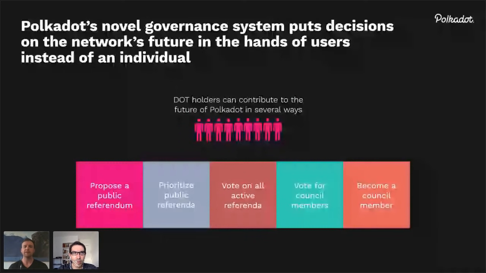So Polkadot's governance system allows DOT holders to take part in the network in many ways. I mentioned these already, but they include proposing public referenda, or potential changes to the network, voting on those referenda as participants in the community, and then voting or even running as a council member to be a part of these decision-making bodies that are elected by the community itself.